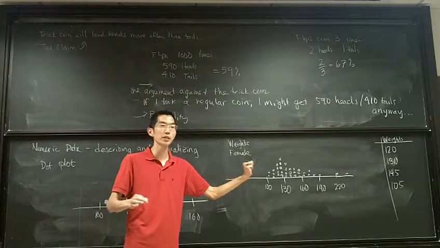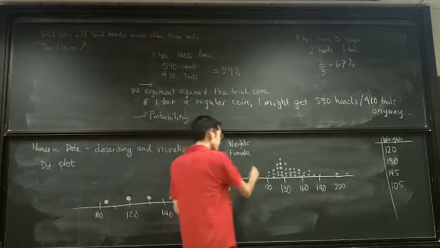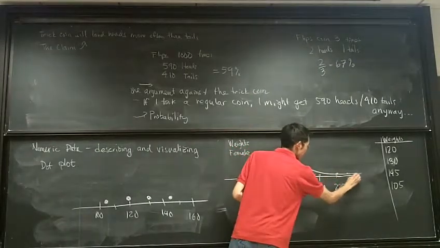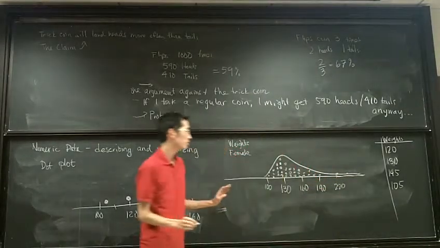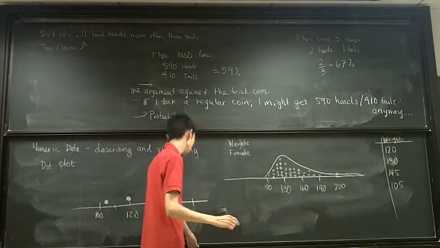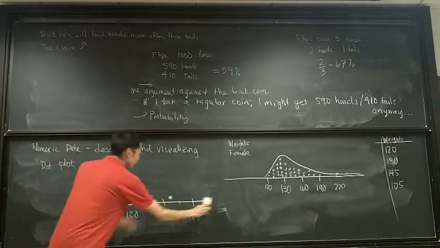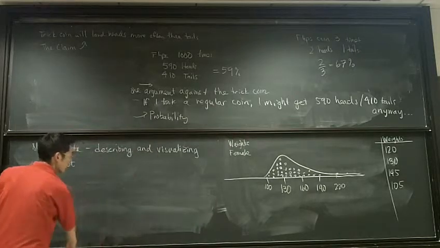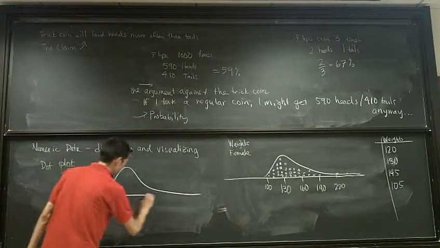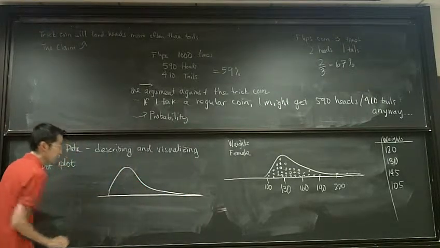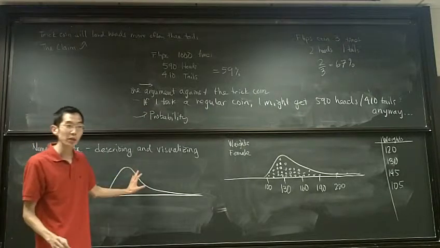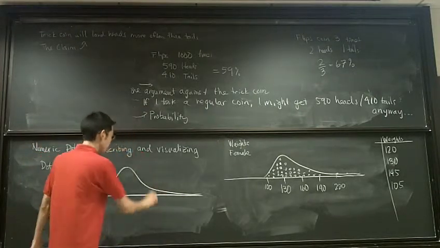Rather than having dots, we could summarize this with a curve that would look kind of like this, okay? The dots are a little bit distracting, but I could just say the curve looks something like this, okay? This tells us about the shape of the distribution, okay?